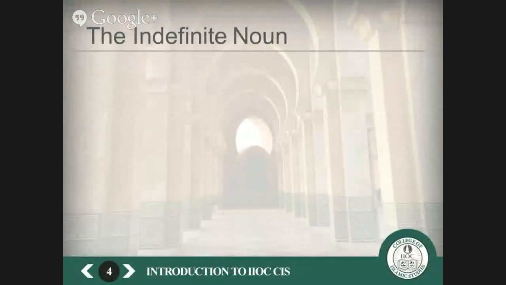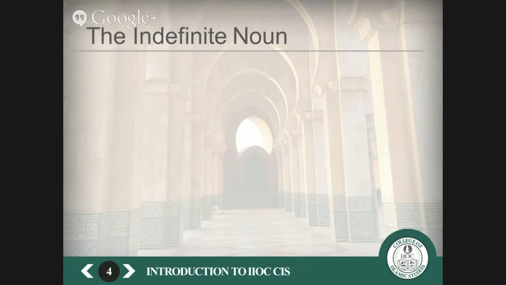So the indefinite noun. A noun is a person, place, thing, or idea. A person, for example, is a man, or a woman is a person. A place, a city is a place. A thing, a mosque is a thing. Masjid is a thing. And an idea. Islam is like an idea. So religion or something like that.